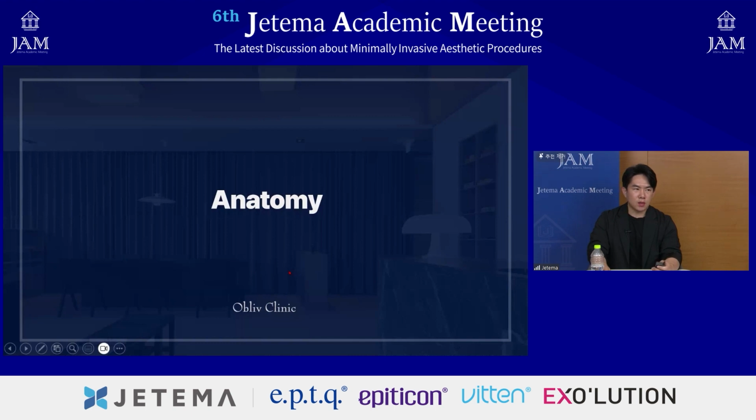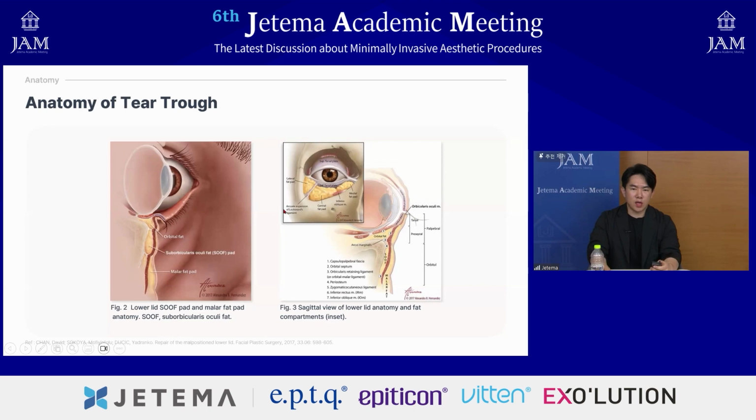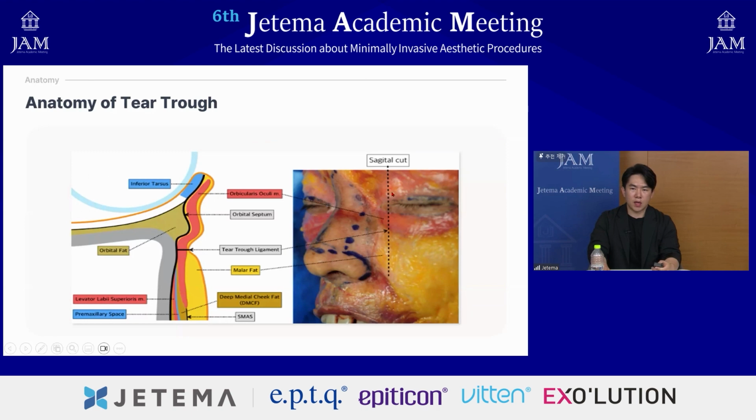To treat the tear-tooth hollowness, we also have to know the anatomy, because we can't just inject filler or insert the thread where the hollowness is. There are many anatomical characteristics regarding the tear-tooth hollowness, and we need to know them well to treat the hollowness in the right way. This is a sagittal cut of where the hollowness is, and you can see the orbital fat and the tear-tooth ligament.